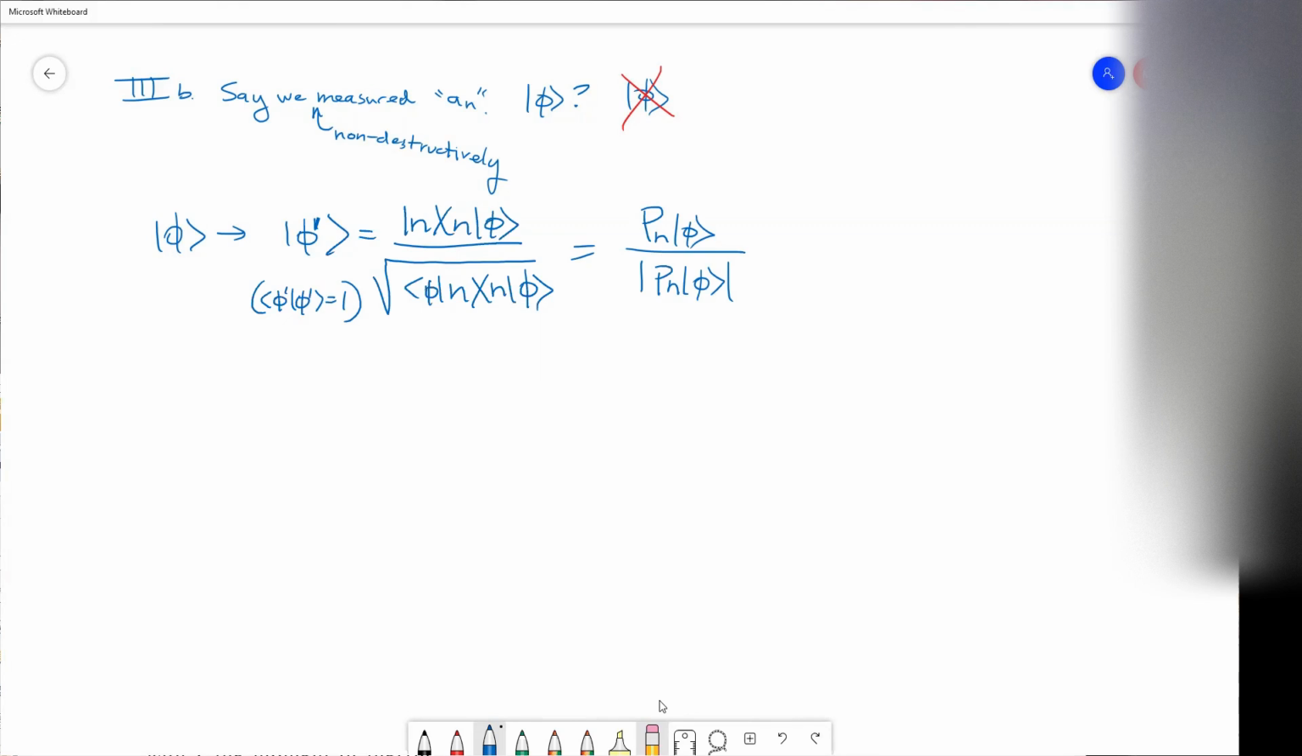The projection operators basically tell you how you update your system after a non-destructive measurement of some property. You project the system onto the associated eigenvector, and then you just normalize, and that's how you update the state.